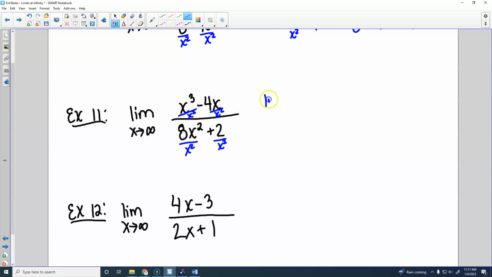Okay, so that will give us the limit as x approaches infinity of, what do I get when I do x to the third divided by x squared? X. Okay, 4x over x squared is 4 over x. One of those x's will cancel. 8x squared over x squared is just going to be 8. And then we got plus 2 over x squared.